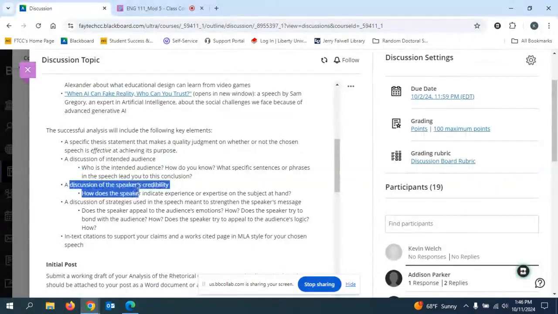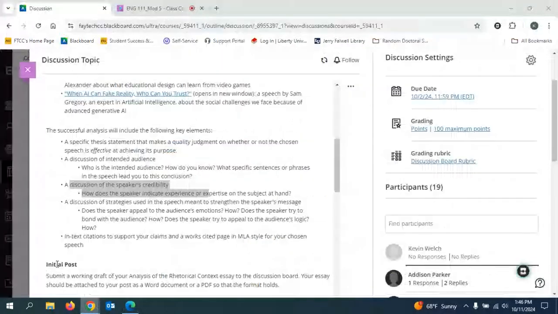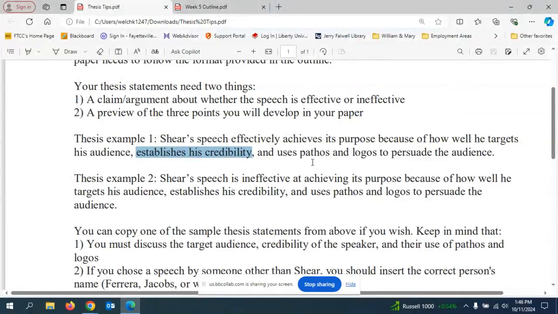It says a discussion of the speaker's credibility. How he establishes his credibility is my second point. And it finally says the strategies he uses or they use to strengthen their message, like appealing to emotions or to the sense of logic, appealing to their sense of logic. Sorry, tongue-tied today. And there it is, how he uses pathos and logos to persuade the audience. So the assignment description tells you what 3 things you have to have in your paper. And so I've got them listed here.